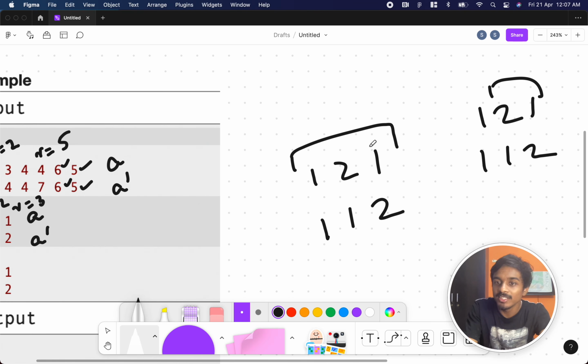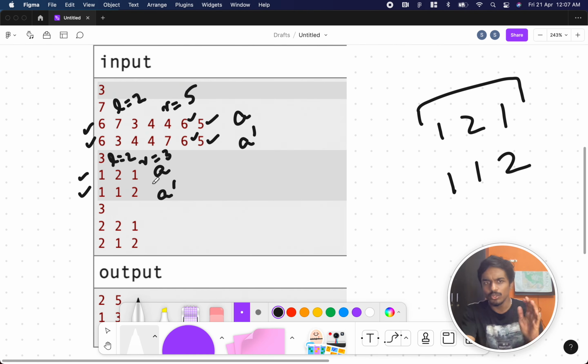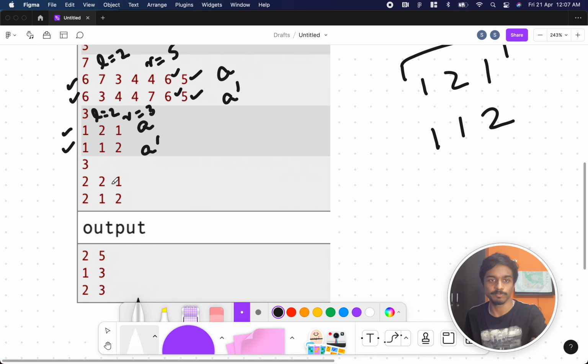So the longest LR is A and A dash. So we got that, okay. Now we got that if it is the same, it can also come, but he could have chosen a different LR also. So let's try to understand it a bit further. Let's see one more problem.